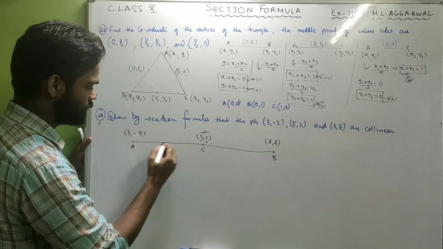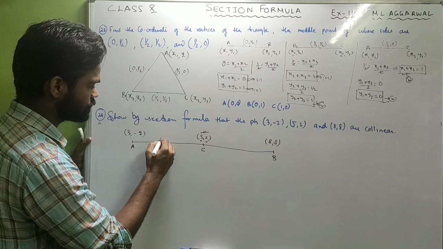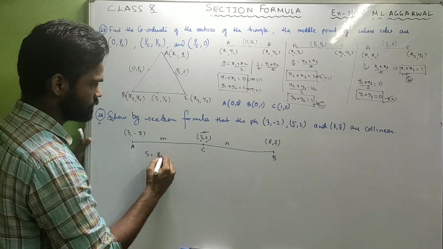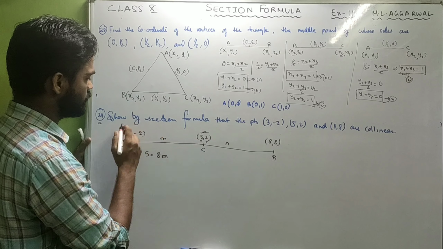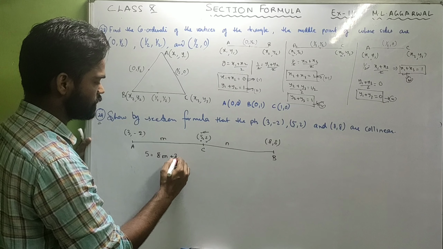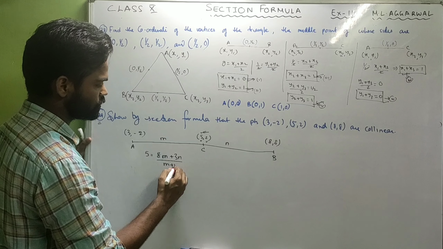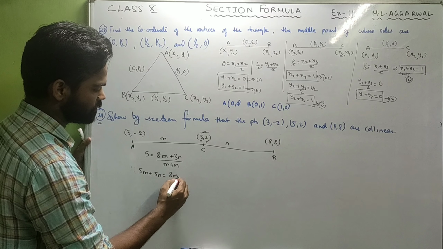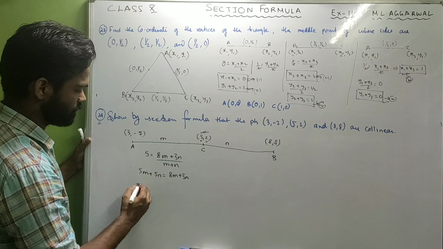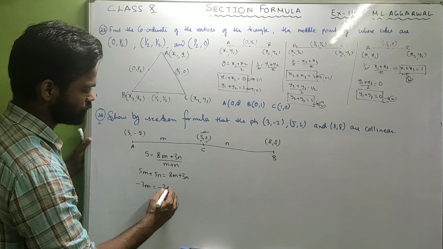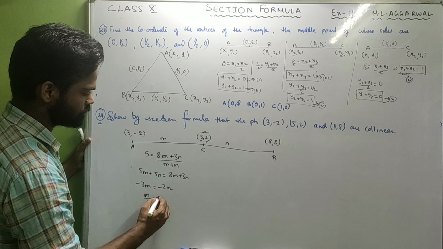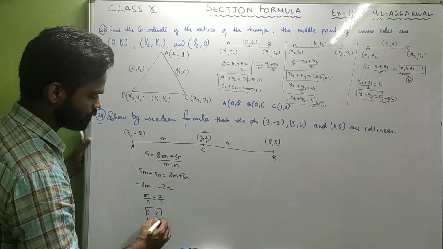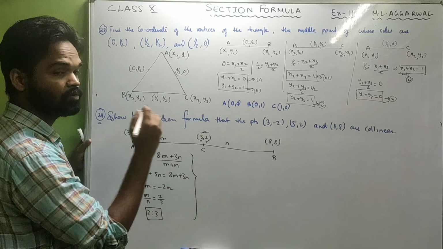Okay, just see how. For x, suppose the ratio is m is to n. x equals to m x2, that's 8m, plus n x1, that's 3n, by m plus n. Just look carefully. So that's 5m plus 5n equals to 8m plus 3n. So that's minus 3m equals to minus 2n, which means m by n is 2 by 3, which means the ratio is 2:3. This I got with the help of the value of x.